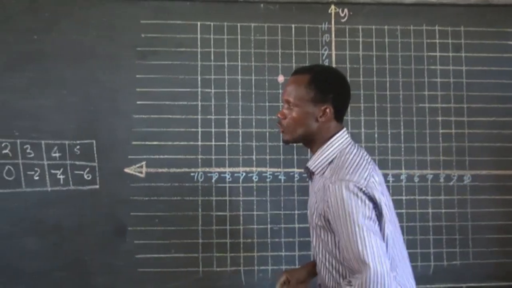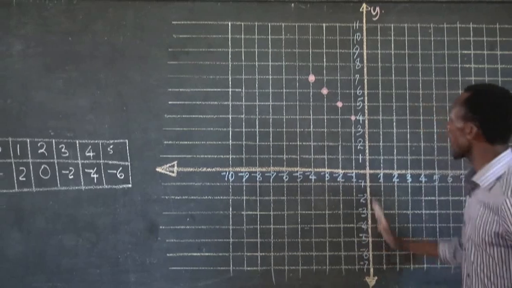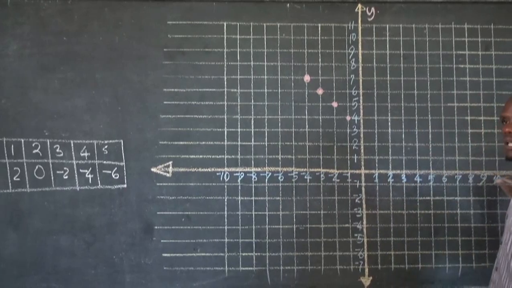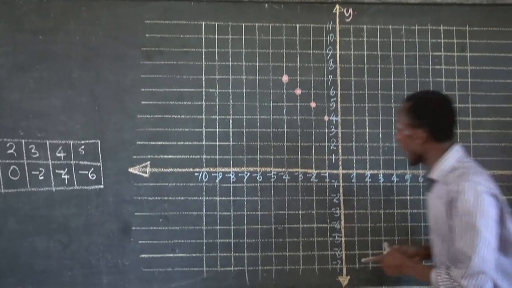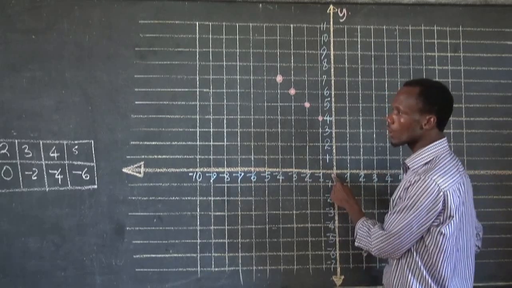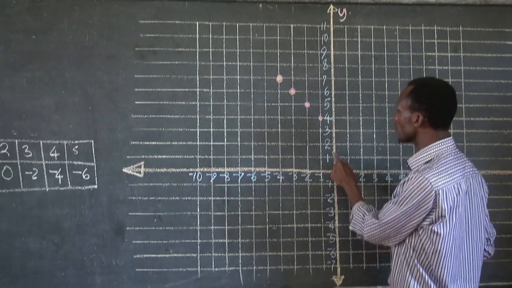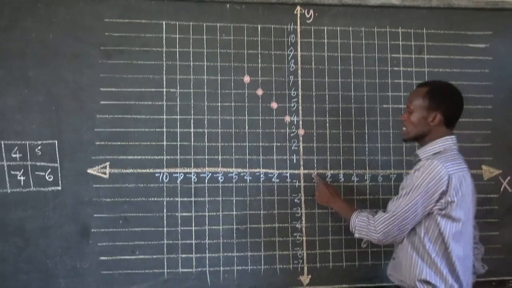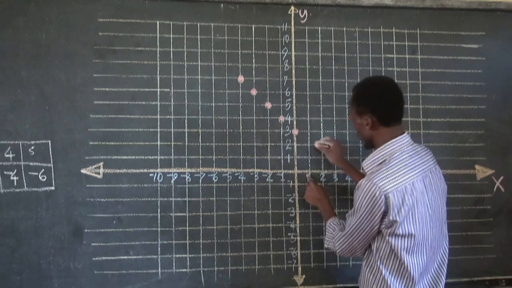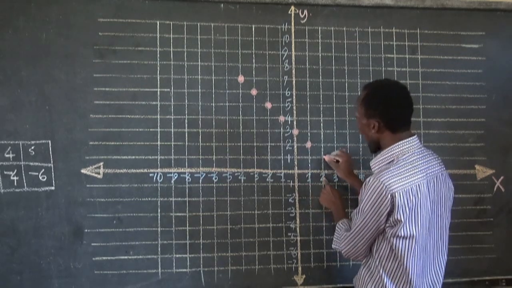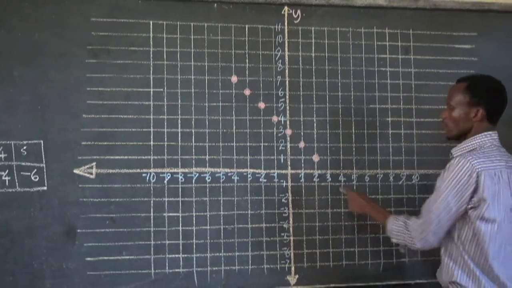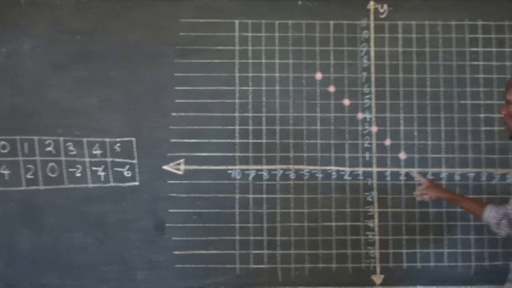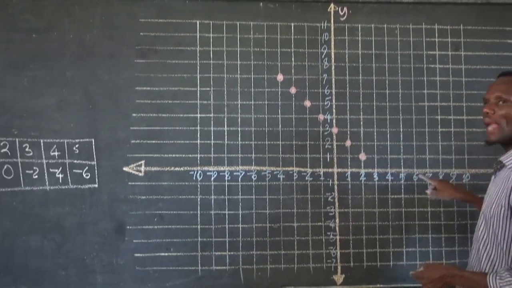X is 0. I told you something: along the y-axis, x is equal to 0, and along the x-axis, y is equal to 0. Now, x is 0, y is 3, right here. And then, x is 1, y is 2. x is 2, y is 1. Then x is 3, y is 0. Now x is 3 along the x-axis, y is 0.